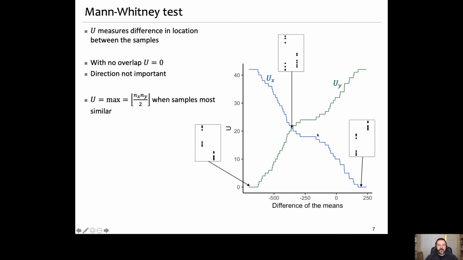And if we continue shifting this sample up, we will end up in a case where all y's are greater than all x's. Uy reaches its maximum, Ux will be 0. Our statistic, U, is the minimum of these two. This is what it looks like. It reaches a maximum here when samples are most similar.